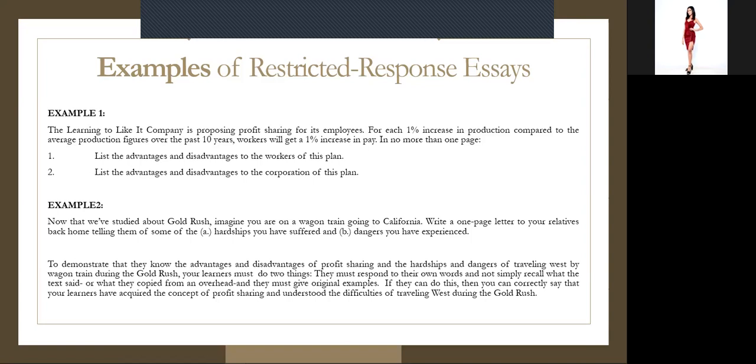To demonstrate that they know the advantages and disadvantages of profit sharing and the hardships and dangers of traveling west by wagon train during the gold rush, your learners must do two things. They must respond in their own words and not simply recall what the text said or what they copied from an overhead, and they must give original examples. If they can do this, then you can correctly say that your learners have acquired the concept of profit sharing and understood the difficulties of traveling west during the gold rush.